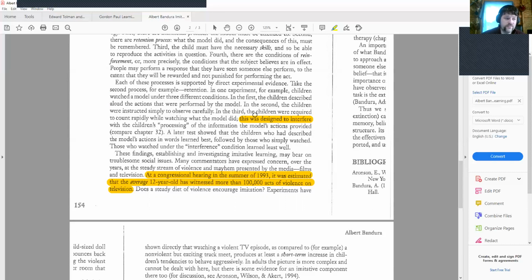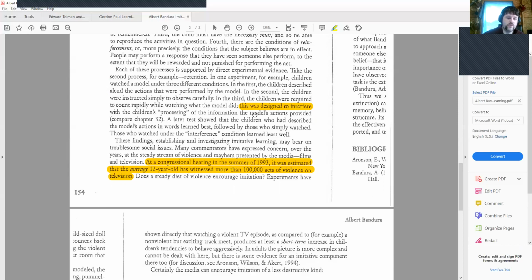So that's why, if you're studying, it might benefit you to read your notes out loud or describe what you're learning out loud, because vocalizing things helps you remember them better.